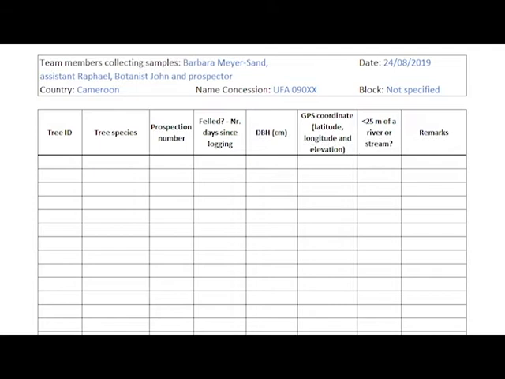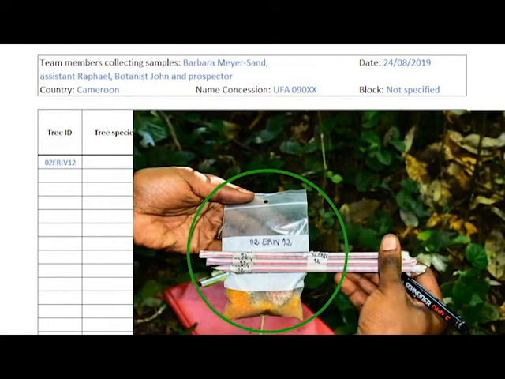Filling up the field form. This is our field form. You should give a unique number for the tree to be sampled, called the tree ID, that must also be written on all samples collected for that given tree.